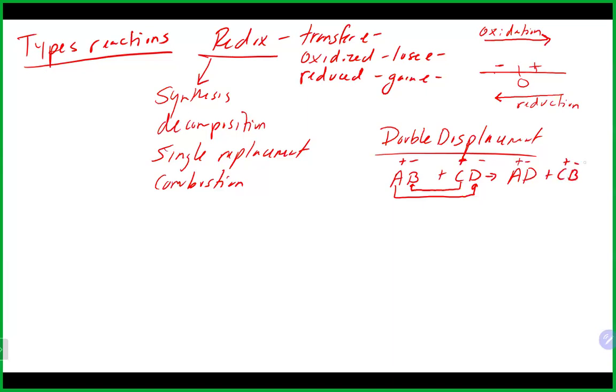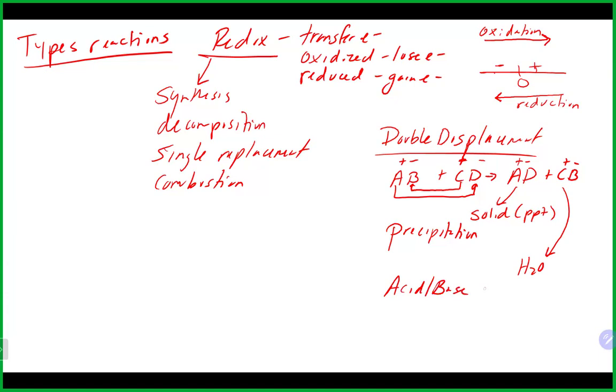And the result of this is one of two things typically will happen. Perhaps one of these guys makes a solid, which is known as a precipitate, and a more specific classification of a double displacement reaction that produces a solid or precipitate is known as a precipitation reaction. Again, a more specific classification. And occasionally as well, one of these guys may actually make water. And that usually occurs in a more specific reaction of an acid-base neutralization reaction.